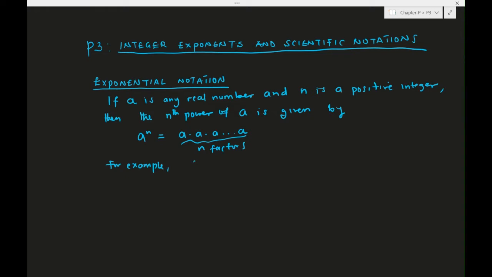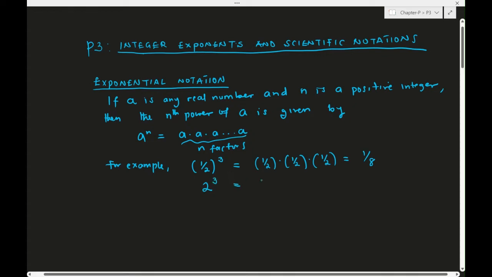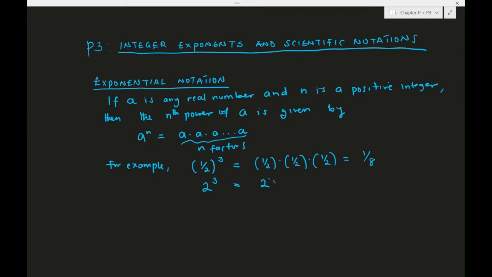So for example, let's say A is 1 over 2, which is any real number. If you say 1 over 2 to power 3, this is simply saying 1 over 2 multiplied by 1 over 2 multiplied by 1 over 2, which is simply 1 over 8. Or let's use integers. If you say 2 to power 3, it's going to be 2 times 2 times 2, which is just 8.